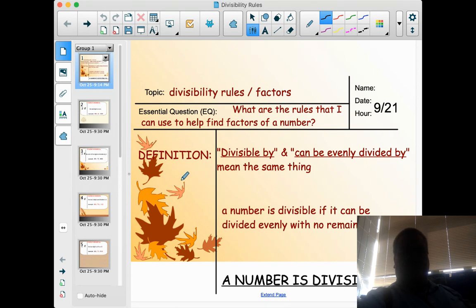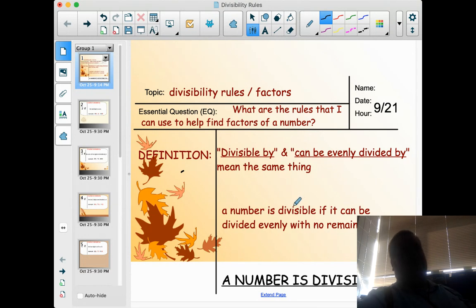Let's talk about first what our definition is. When we say a number is divisible by something else, or that it can be evenly divided by, those mean the same thing. So a number is divisible if it can be divided evenly with no remainder. So if I ask you, is 6 divisible by 2, you would think, well, if I divide 6 by 2, would that go in an exact number of times, or would there be a remainder? If it goes in exactly, we would say it's divisible. 6 is divisible by 2.